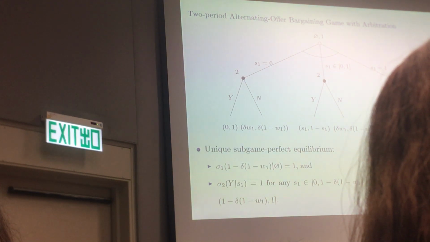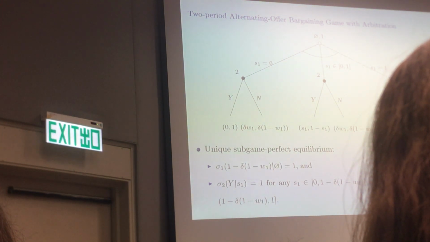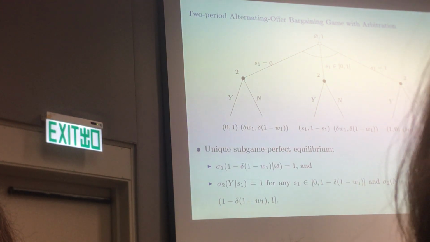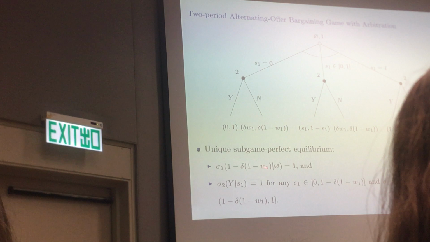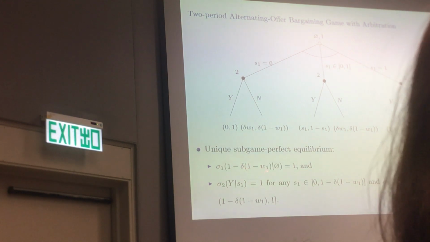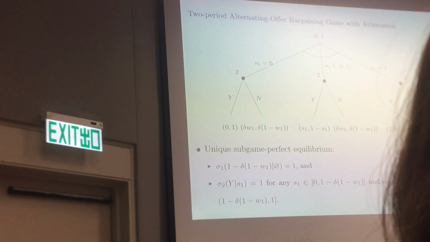So this game has a unique sub-game perfect equilibrium such that in the first period, player 1 offers S1 equal to this number you can see here on the screen, 1 minus delta times 1 minus W1. The second term here is player 2's outside option for the case that player 2 says no in the first period. So player 1 offers this number, and then player 2 will say yes.